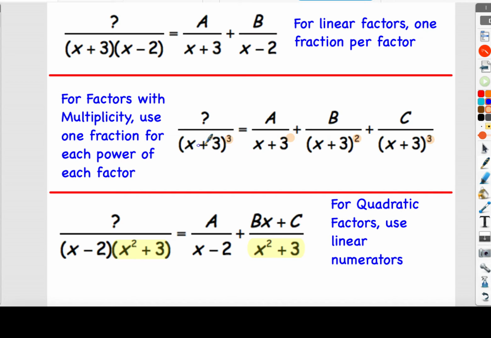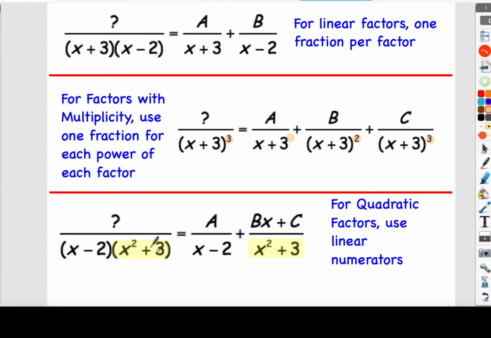If you have a factor that has multiplicity, meaning it's to a power, what I'm going to do is start off saying, if that's x plus 3, I'm going to do a over x plus 3. But then I'm going to do another fraction over that linear function squared, x plus 3 squared. And because it was cubic, I'm also going to do another fraction, again a simple constant, c over x plus 3 cubed. I'm basically going to count my way up from first power all the way to the power of whatever my factor of my denominator was.